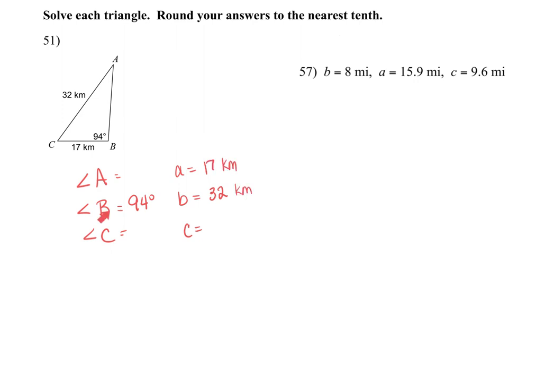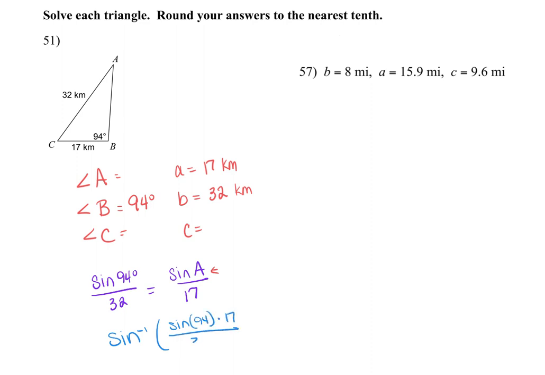So if I have an angle on the side opposite, I'm going to use law of sines. And so I'm going to say, well, the sine of 94 degrees over 32 equals the sine of A over 17. And then I'm just going to solve, multiply both sides by 17. That is the sine of A. So that means to solve for A, I'm going to have to use inverse sine. And solve for that angle.